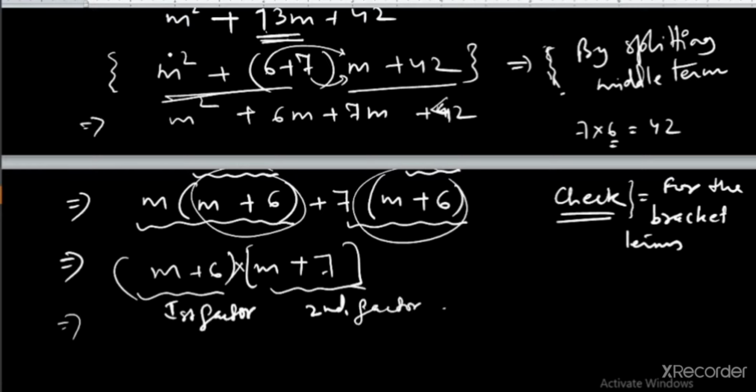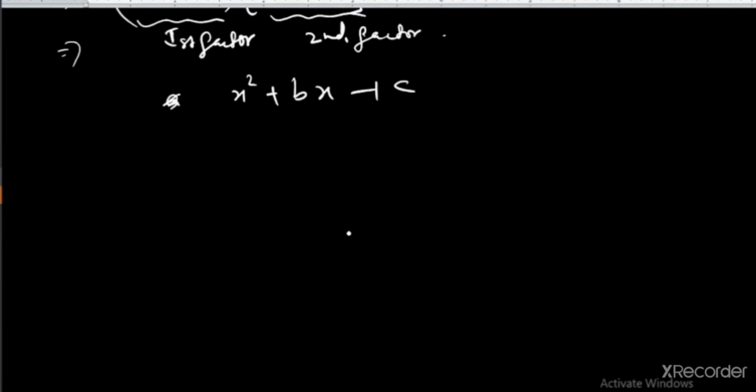This is how you can factorize this trinomial of the form x square plus bx plus c. And we call such type of factorization splitting the middle term. Okay, we call this splitting the middle term. Understood? Let us do one more example. Let's try to do some examples, maybe one or more.